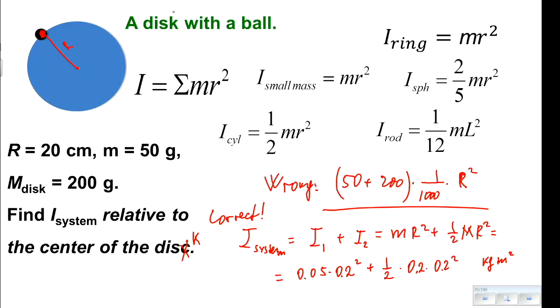What might be confusing about it? Well, for example, this m means meters. This m means mass. A very common situation in physics. Same letter, completely different meaning. Any questions?